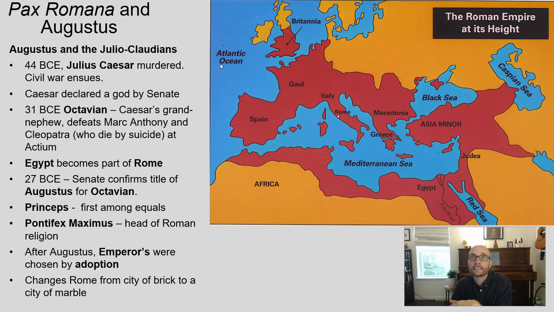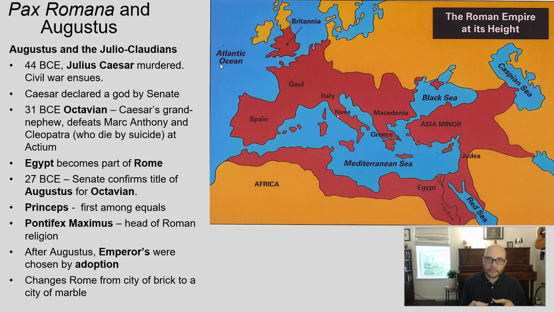In 31 BCE, Octavian, his grandnephew, very famously defeats Mark Antony and Cleopatra. In 27 BCE, the Senate confirms the title of Augustus for Octavian. And he is considered to be the princeps, or the first among equals. He is also the head of the Roman religion, known as the Pontifex Maximus.